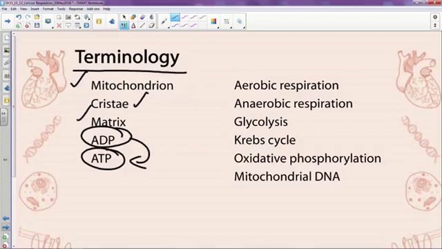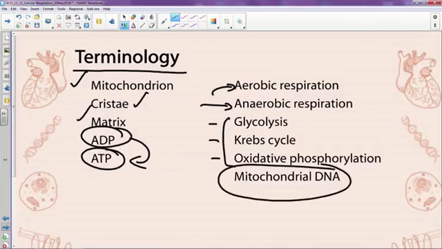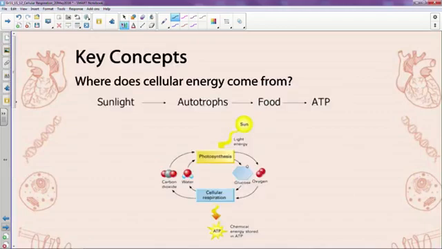Cool. During the course of this lesson, we're going to be looking at what aerobic respiration is. We will discuss briefly what anaerobic respiration is, but we're going to compare these two next week. We're going to look at the stages of respiration, which are described as glycolysis, Krebs cycle, and oxidative phosphorylation. And we're going to discuss an overview of what mitochondrial DNA is at some point in the lesson, in regard to how that can be used to work out DNA ancestry. Let's get to some key concepts on this topic.